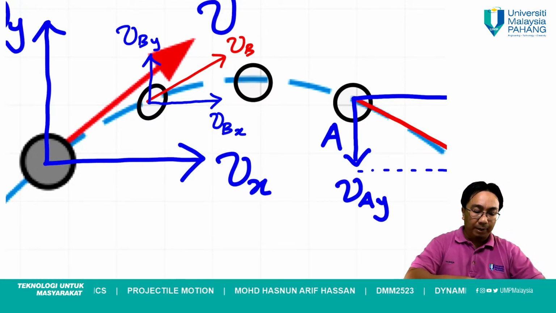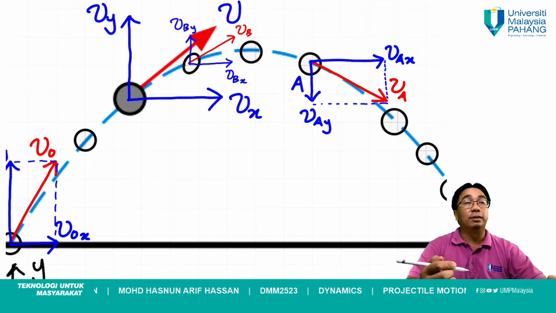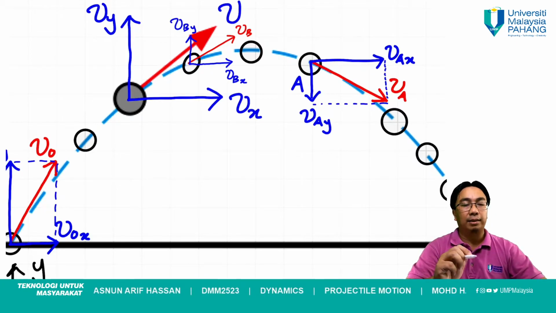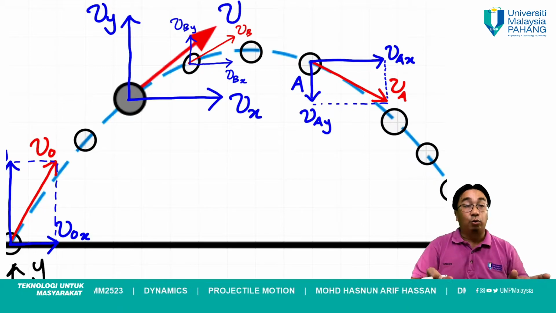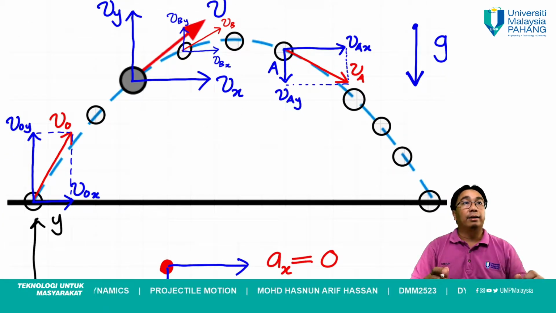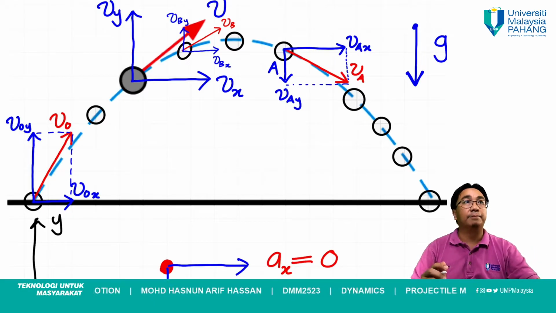At every moment the direction of velocity will be tangent to the path, and we can always break it down into components in the X and Y axes. Any questions?